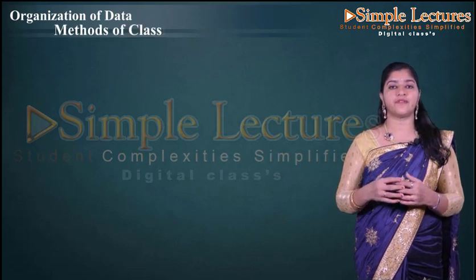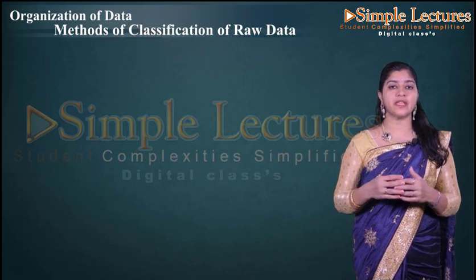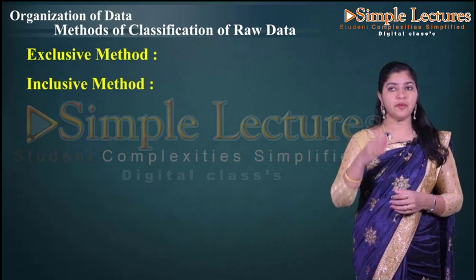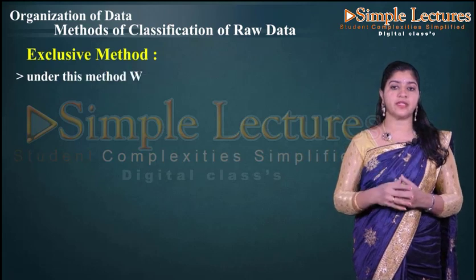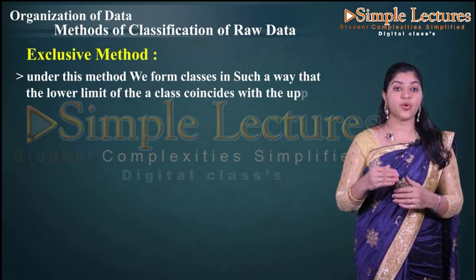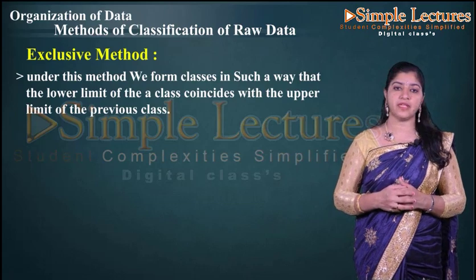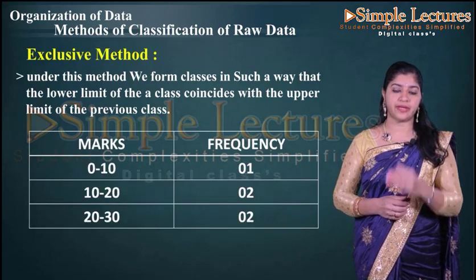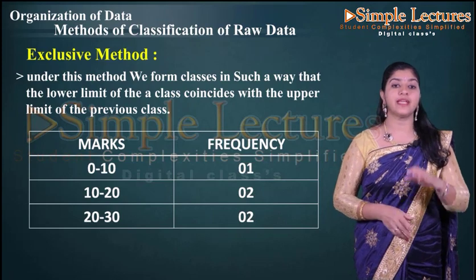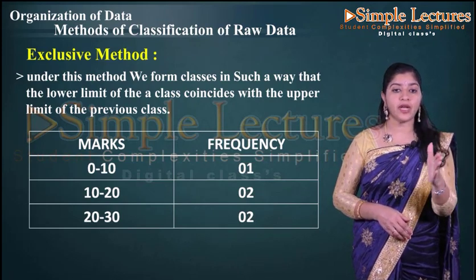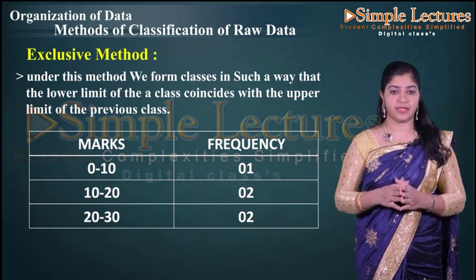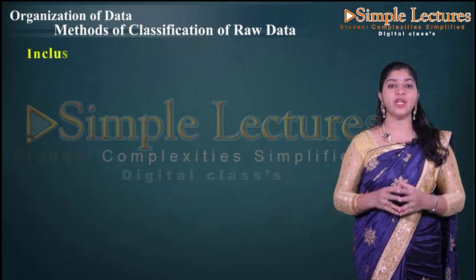What are the methods of classification of raw data? Mainly there are 2 methods: the exclusive method and the inclusive method. What do you mean by exclusive method? Under this method, we form classes in such a way that the lower limit of a class coincides with the upper limit of the previous class. See the example, 0 to 10, 10 to 20. The upper limit of the first class, 10, coincides with the lower limit of the second class. Such a frequency distribution method is known as exclusive method.